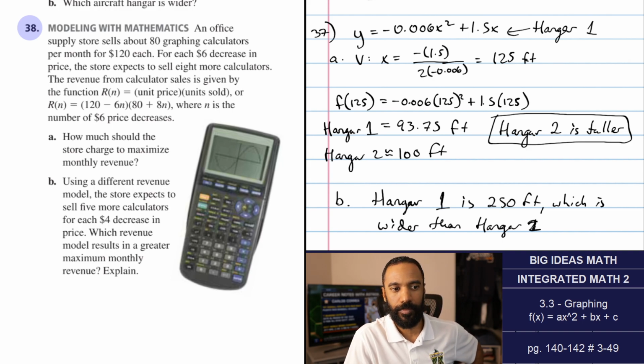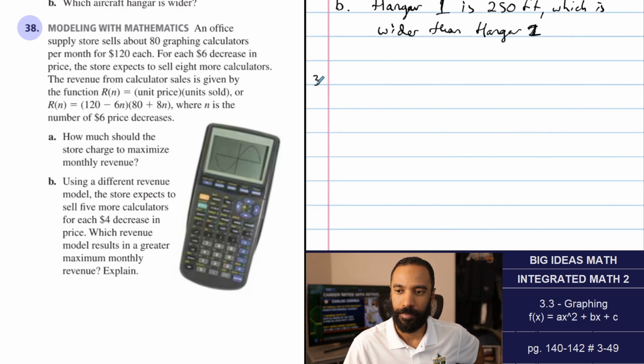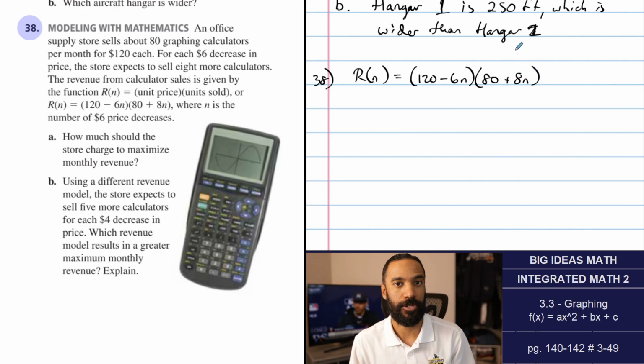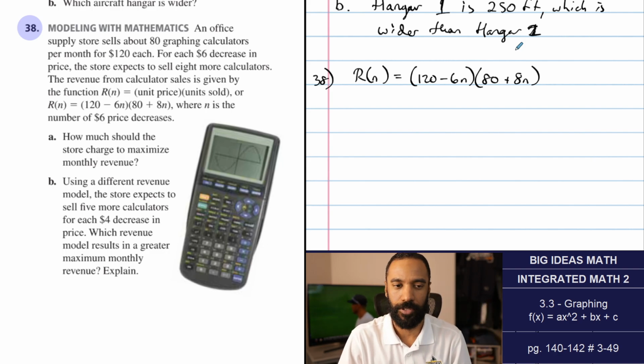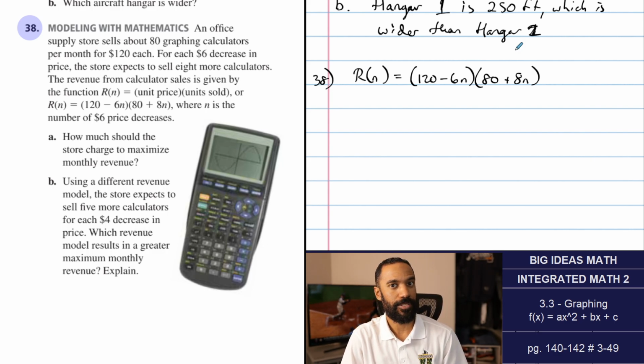Okay. R of n is the revenue model. So we're looking at number 38. We have R of n equals 120 minus 6n times 80 plus 8n. Okay, before we do anything on this problem, let's understand it. An office sells 80 graphing calculators per month for $120 each. For each $6 decrease, the store expects to sell 8 more calculators. So we lower the price, we're going to make more sales. That doesn't necessarily mean you make more money, though, right? Because you lower the price.